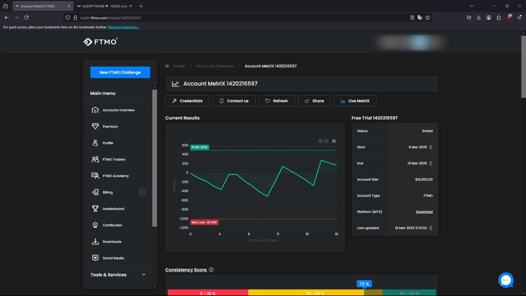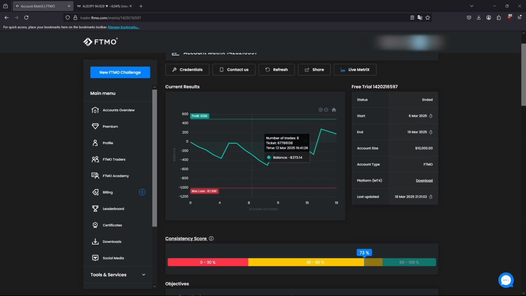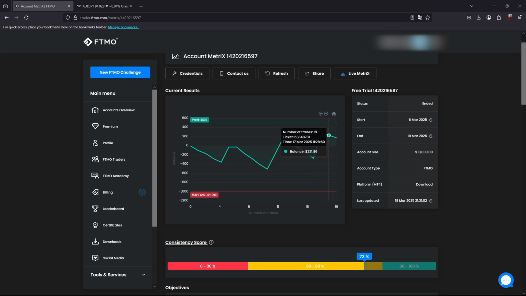I started on March 6 and it ended on March 19, which is my birthday. Happy birthday to me. As you can see on my current results, I was on the downside the majority of the time, honestly, and I ended up in profit.